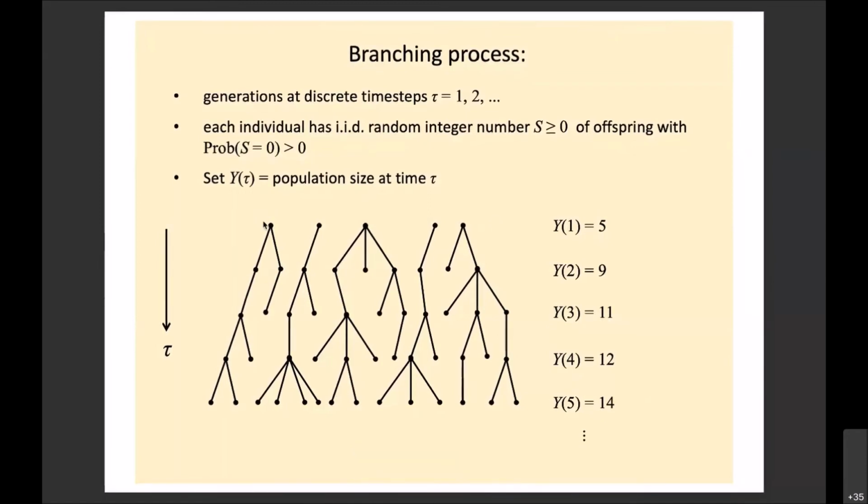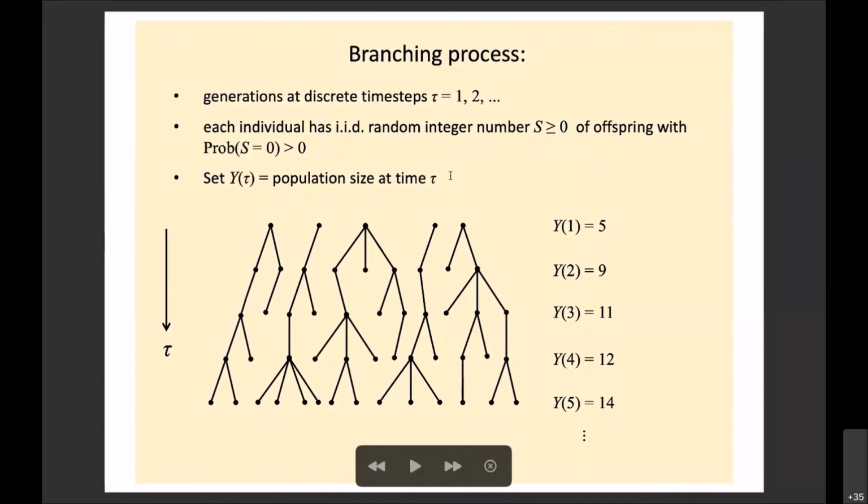It's a stochastic process with discrete time steps. At every time step, each individual has a random number of offspring, and I'll call the number of offspring a random number S. It's non-negative integer valued, so it takes the values 0, 1, 2, 3, etc. 0 has to be included in this calculation, because we have to be able to allow the population to go extinct. It can happen that nobody has any offspring, in which case the population has become extinct, and that affects the dynamics quite strongly.